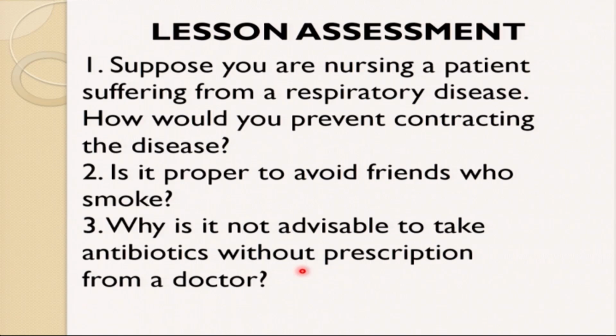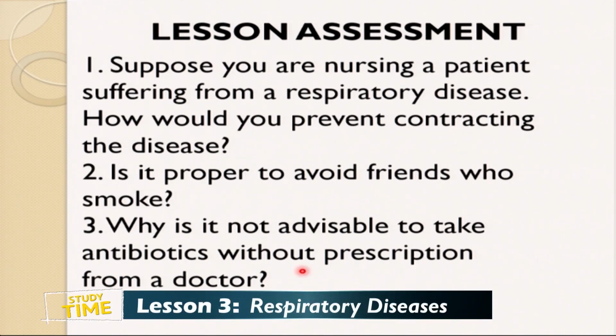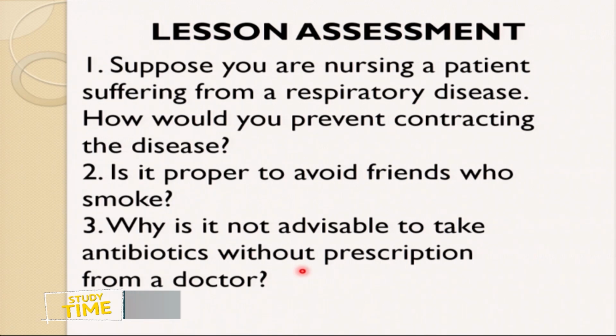So students, let's have a lesson assessment. There are 3 numbers. You have to go through those 3 numbers. Suppose you are a nurse and a patient is suffering from respiratory disease. How would you prevent contracting the disease? Number 2, is it proper to avoid friends who are smokers? We talked about some of the diseases. Number 3, why is it not advisable to take antibiotics without prescription from the doctor? That is a home assignment. You go through that home assignment.